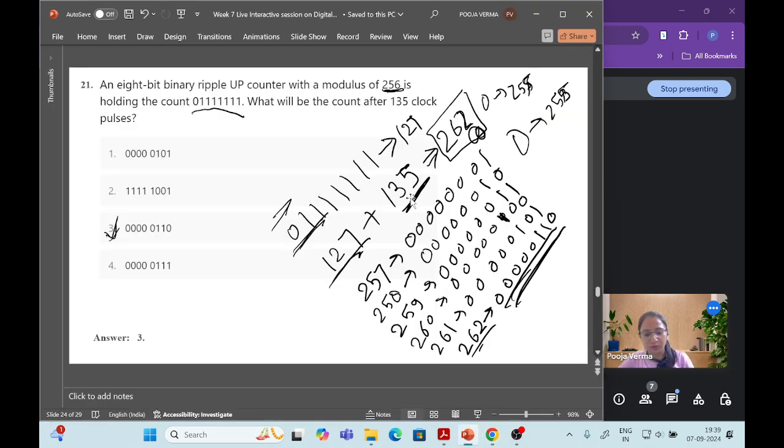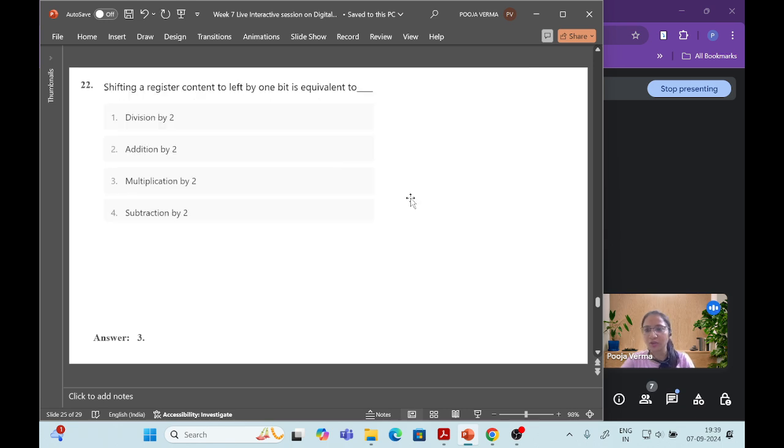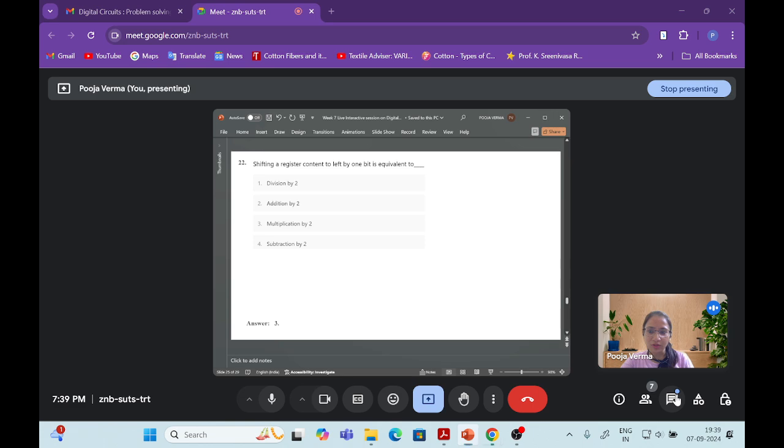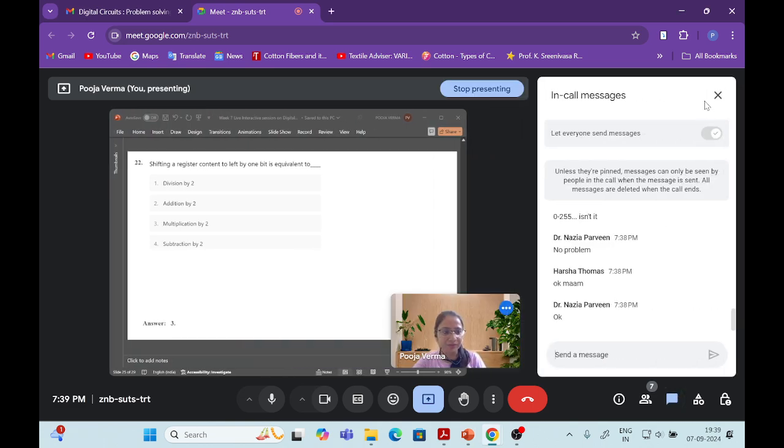Okay. So moving to the next question. Shifting a register content to the left by 1 bit is equivalent to: option 1, division by 2 or addition by 2; option 3, multiplication by 2 or subtraction by 2. What will be the answer? Please answer in the chat box. This is a simple one.